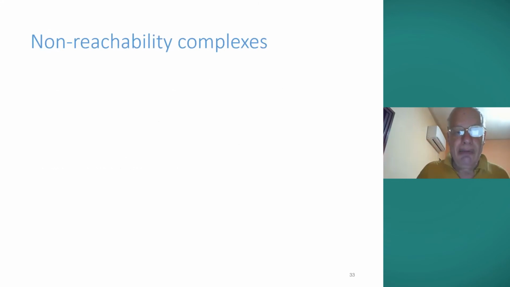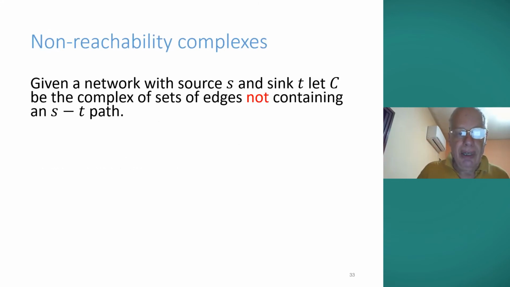Let me just mention something really simple, which is, let's go back to networks. Take a network with source S and sink T, and look at the complex of sets of edges not containing an ST path. A complex is a set of sets that is closed down: a subset of something in the complex should be in the complex. So the sets of edges containing an ST path is not a complex. It's a filter. It's closed up. But I want something that's closed down. So I'm looking at the complex of sets of edges not containing an ST path.